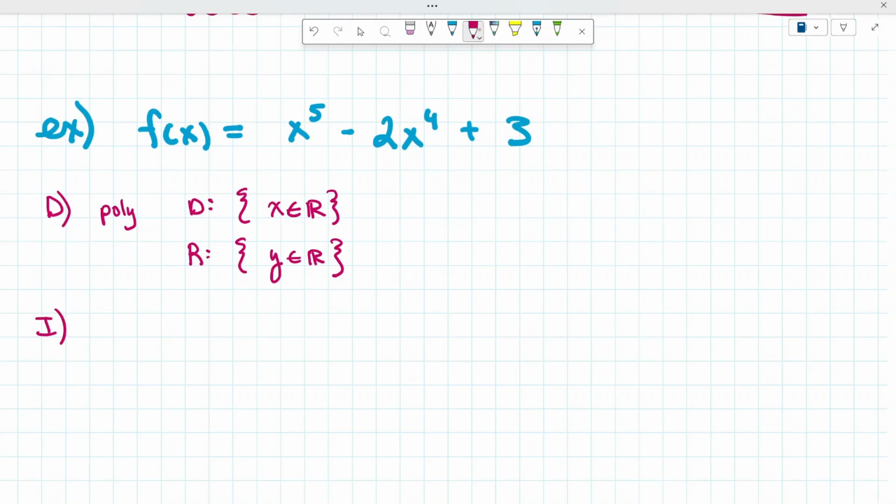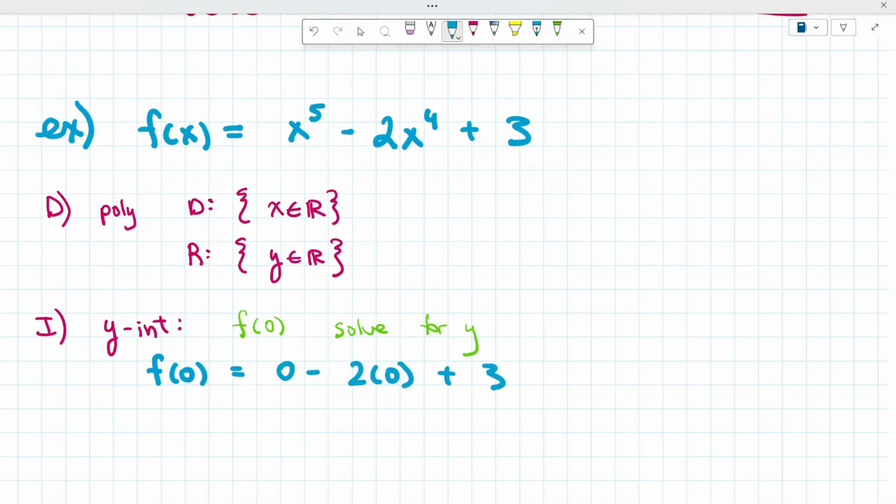Okay, let's go ahead and do the I. I is our intercepts. So let's start with our y-intercept first. And who remembers how to solve that? When we have our y-intercept, that means we want to set x equal to 0. So we want to evaluate f(0) and solve for y. So in this case, we have f(0) = 0 - 2(0) + 3. That was nice and easy. We can see that our y-intercept is simply 3.